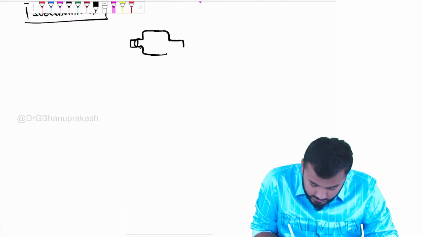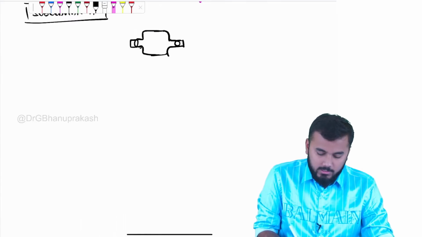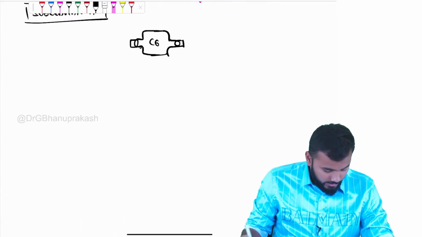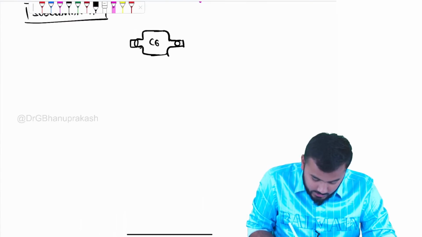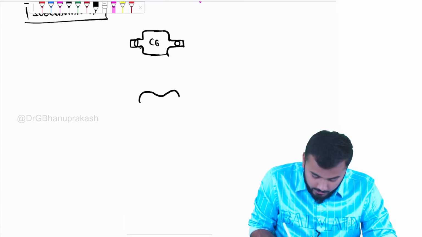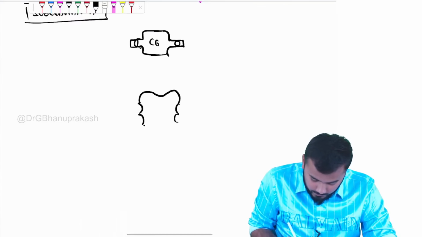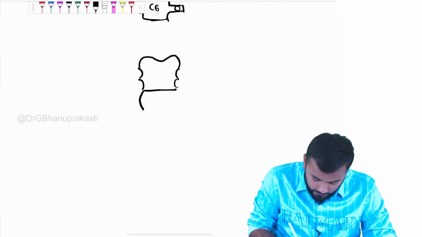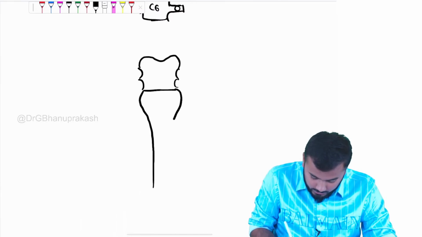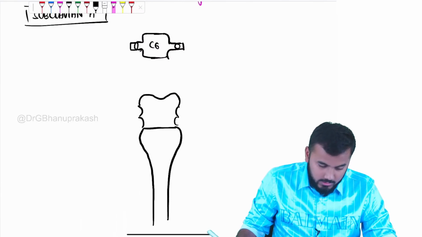This is your C6 vertebra. This is your C6 thoracic vertebra. Now, just beneath this, you have got your sternum, right? This first part is your manubrium like this. And all the way down, you have got your sternum.